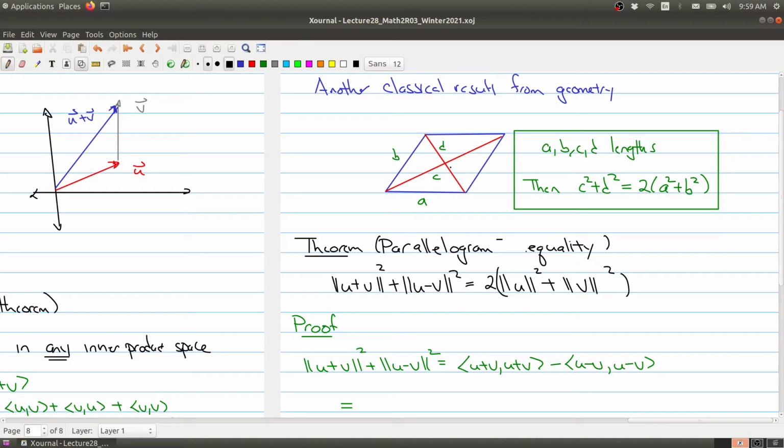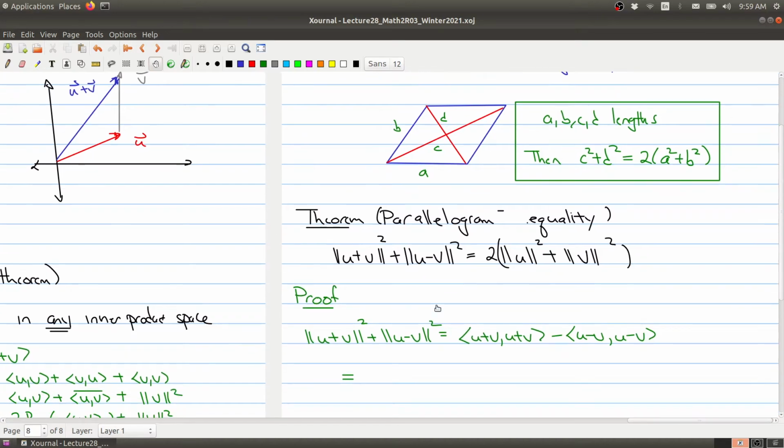And why does this follow? Notice that you want to think of the side A as corresponding to a vector u and B corresponding to a vector v. So on this side, you're getting A squared plus B squared, and u plus v would be the vector C, and u minus v would be the vector D.